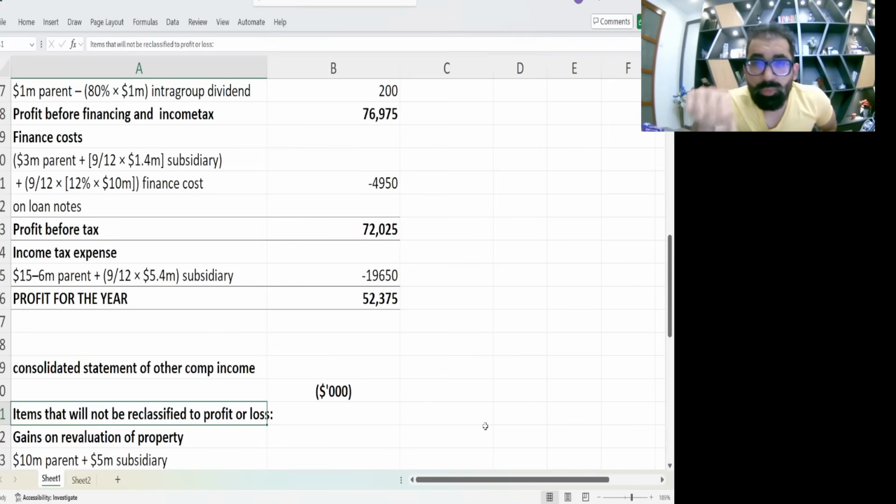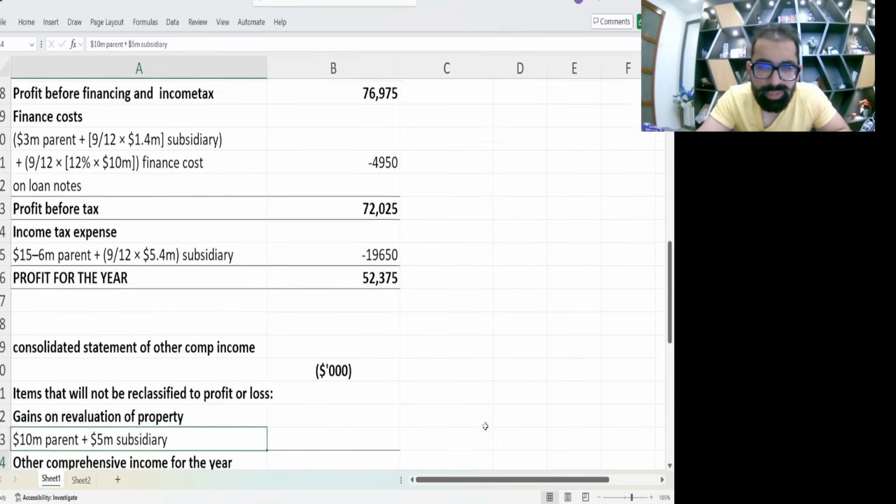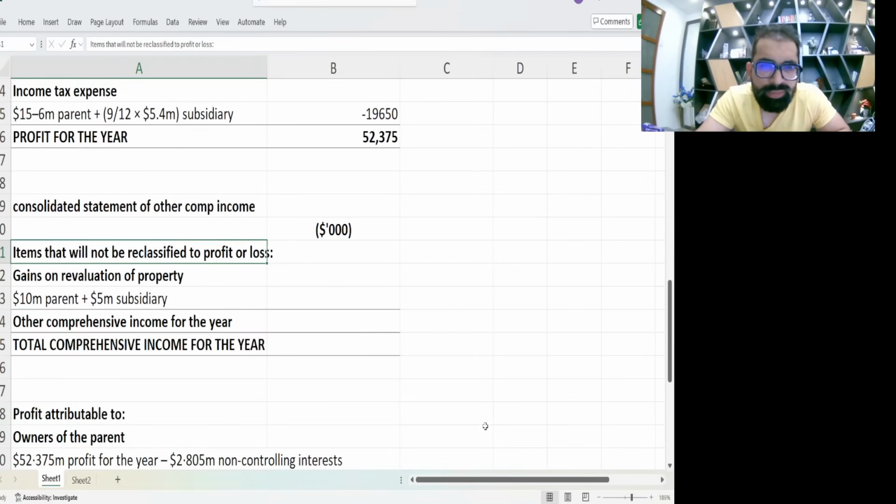Okay. So in this question, there are only IAS 16 revaluation gains, and my dear student, IAS 16 revaluation gains never go to PNL in future. So we'll only write this head. See this head. Items that will not be reclassified to profit and loss. Okay, and that was your gains on revaluation.